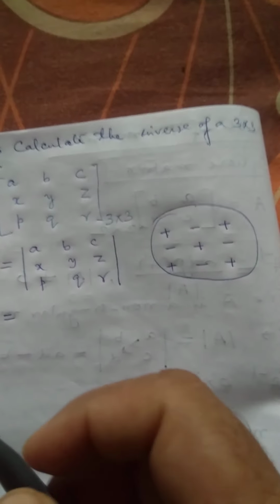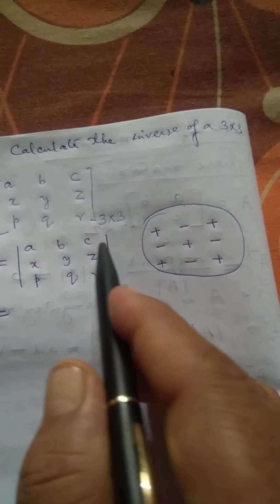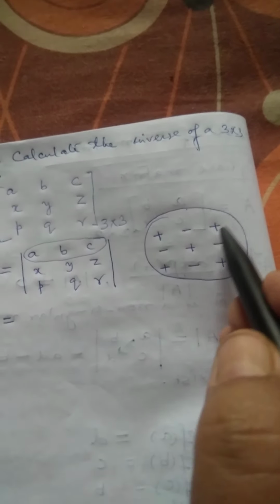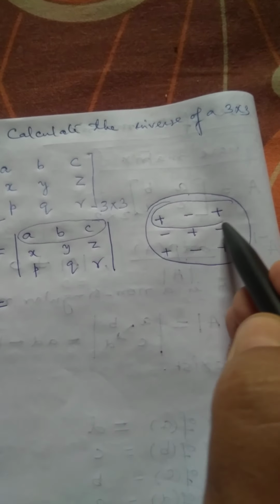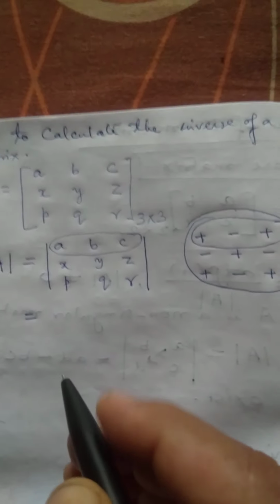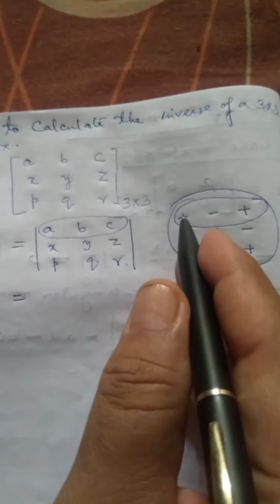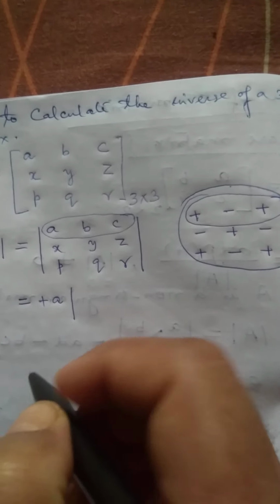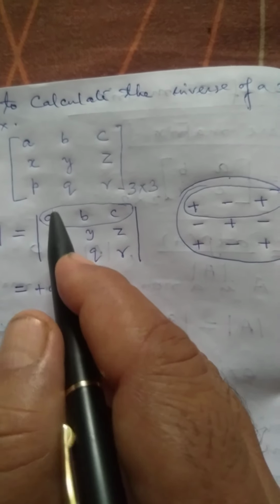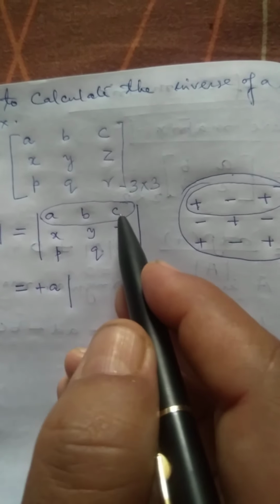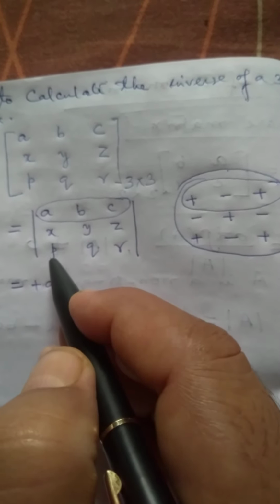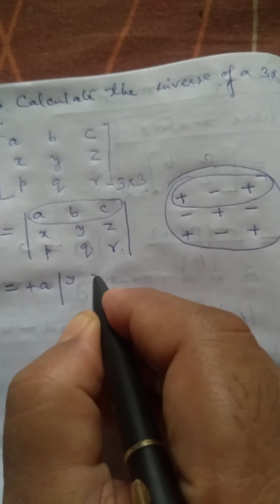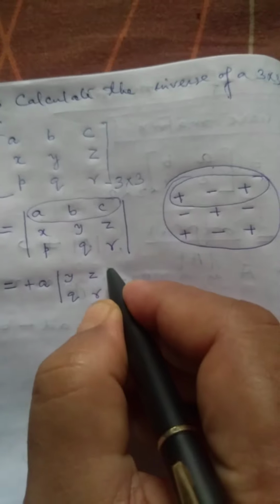You can observe the alternate signs here. Now, suppose you want to expand along the first row. Along this first row, you have the signs plus, minus and plus. So you write A with plus sign. After writing plus A, you delete the row and column in which A lies, that is deleting A, B, C and deleting A, X, P. We get a determinant of 2 cross 2 order: Y, Z, Q and R.